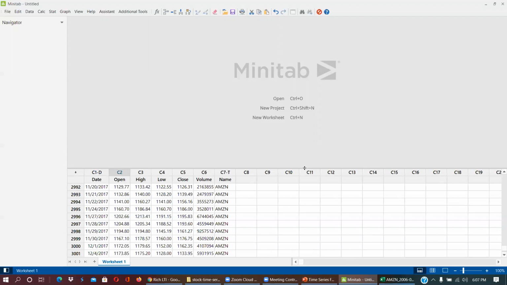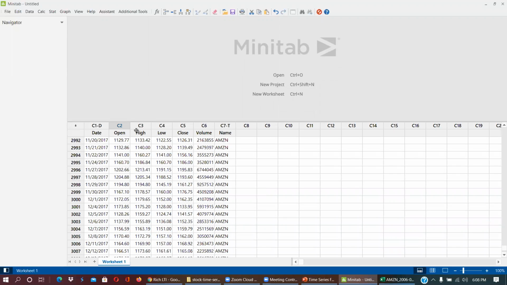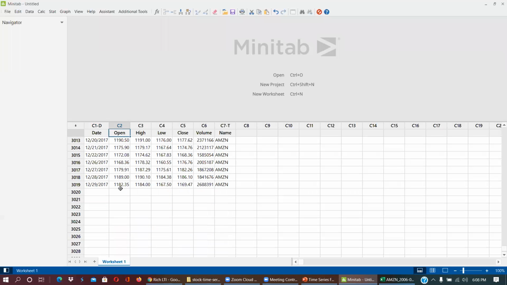So let me see the trend of this data. Here we have the date. If you can see my Minitab, this is the date. Open means the price at which the stock opens every day. Every day any stock goes to its highest peak or highest valuation, so this is high. Every day every stock goes to its lowest value, this is low. And every day every stock closes. And this is the volume, for Amazon.com.